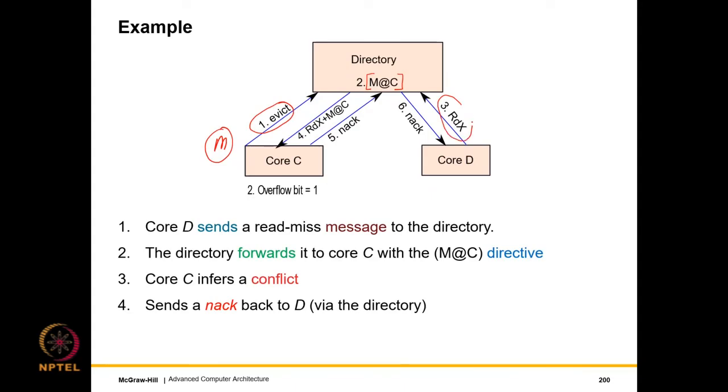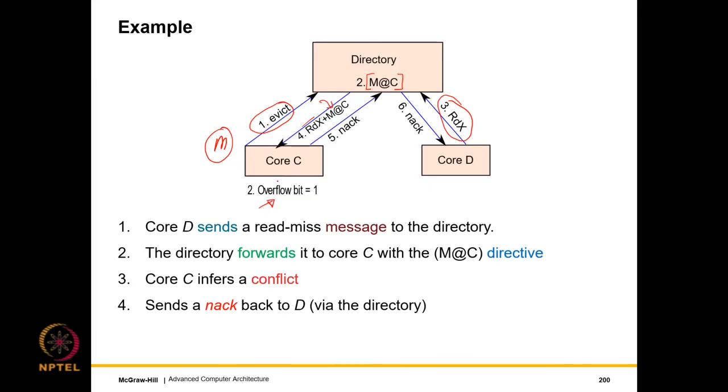When core D sends a read miss message to the directory, it will realize that its current state is M at C, so it will send the read miss message and the M at C directive. Core C will realize several things. It will realize that its overflow bit is set to 1 because this is set just after the evict.